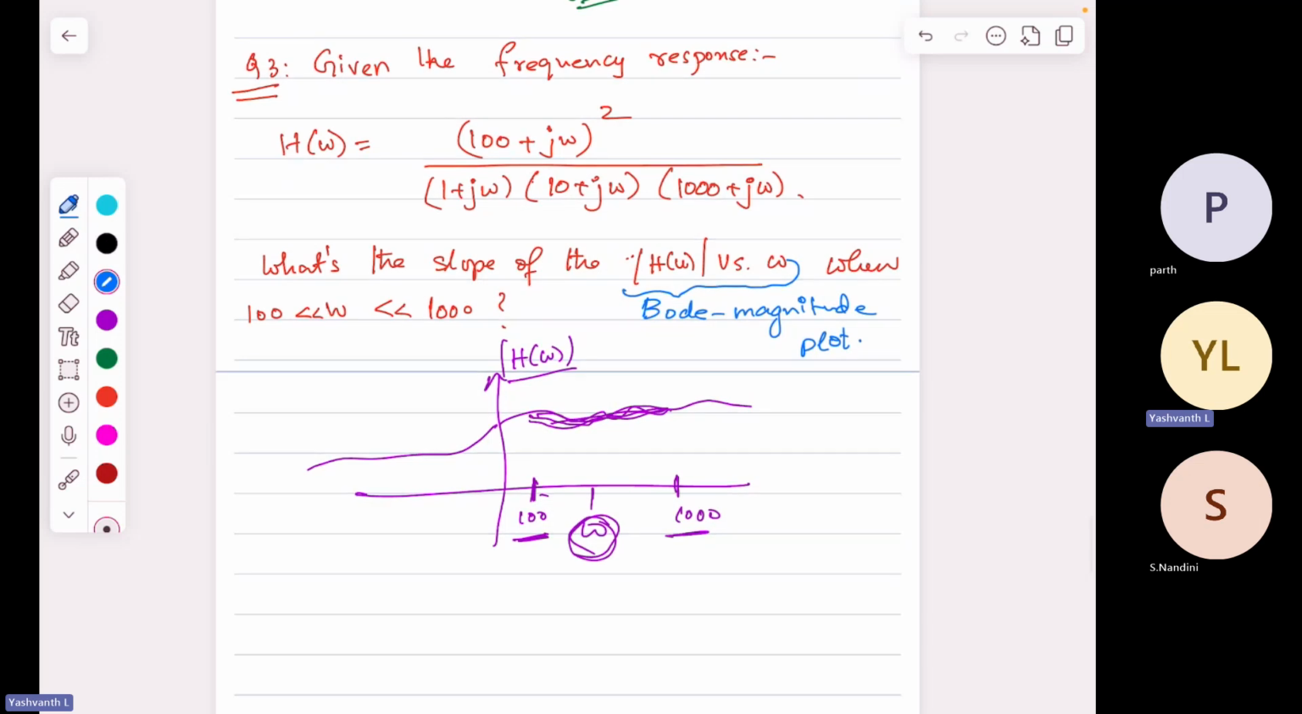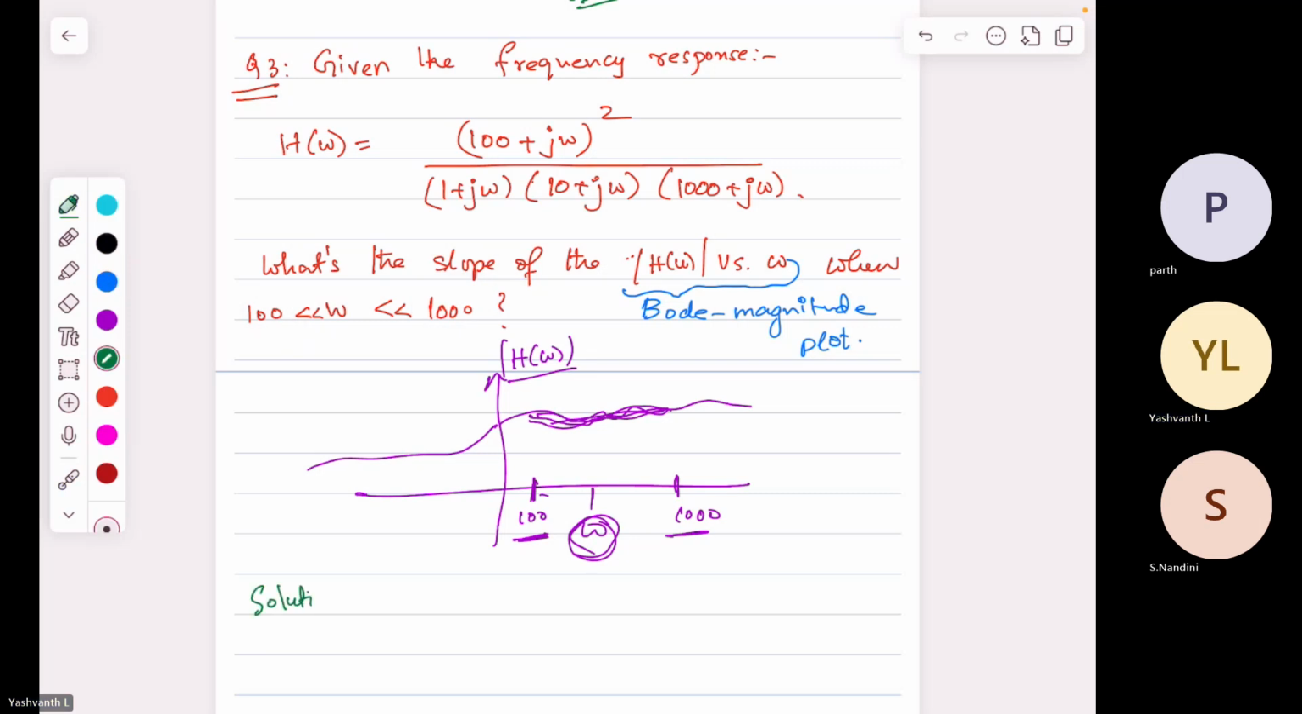The question just says that H of omega is like this. You plot the magnitude spectrum of this H of omega and tell me what is the slope of this magnitude spectrum when omega is a number which is much larger than 100 but much smaller than 1000. That is the question. Okay, let's do it.